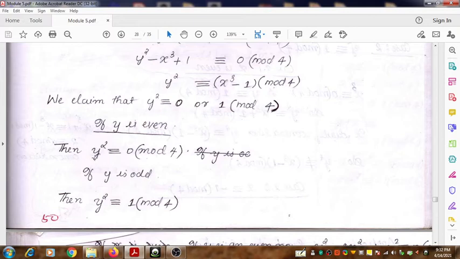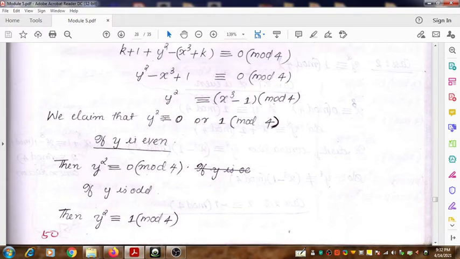How can we do that? If y is even, no? Okay. There is a mistake in my claim: our claim is not based on the previous expression y square is congruent to x cube minus 1 mod 4. No, this is a new step. Actually we are now starting a new step, independently. Here we make the claim that y square is congruent to 0 or 1 mod 4.